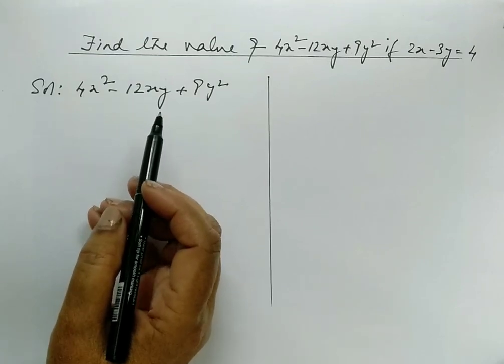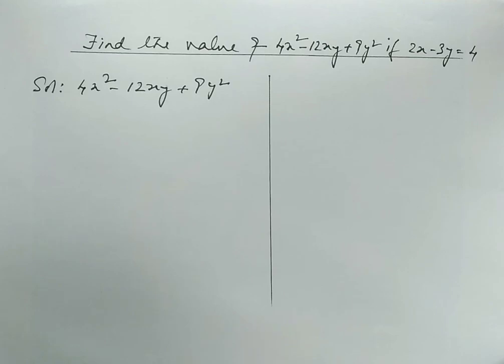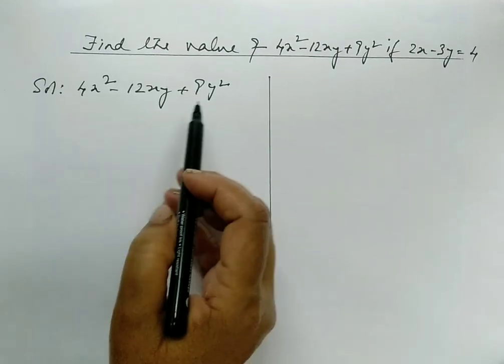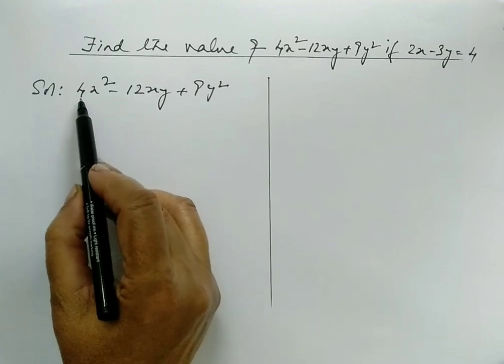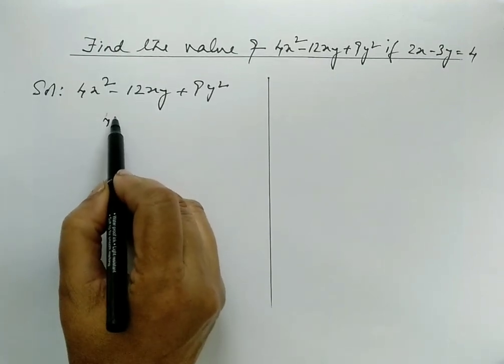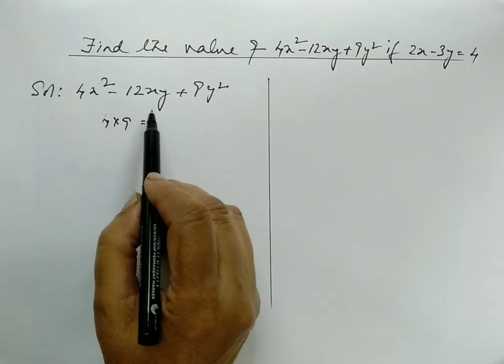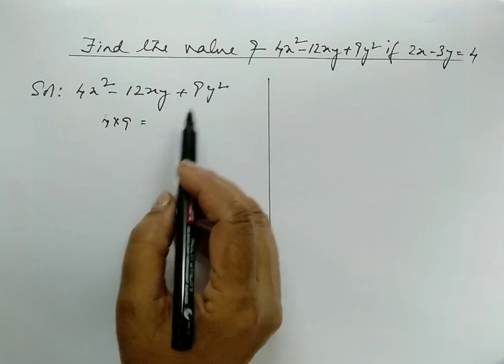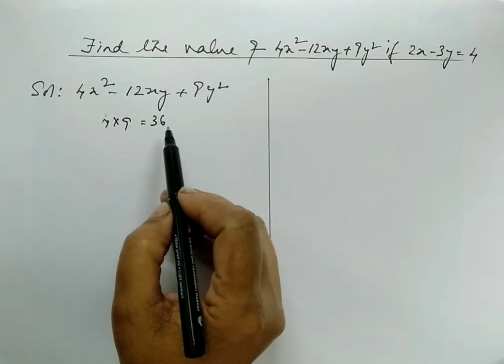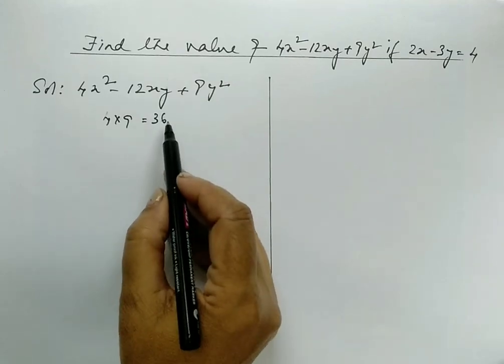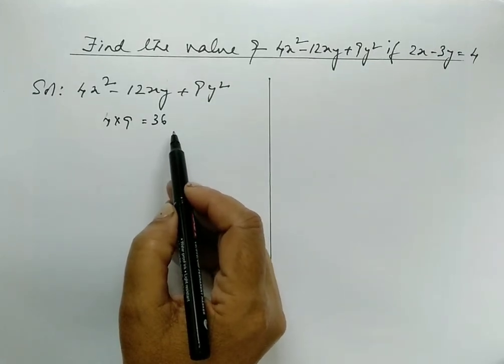To be able to do so, you must have heard about the middle term break, or split method. So let's apply that. For those who do not know the norms of it, when we multiply 4 by 9, along with the variables, we get 36, the numeric value of this.